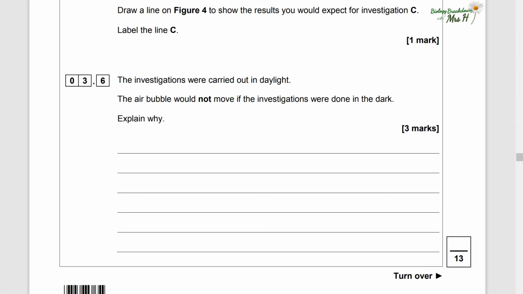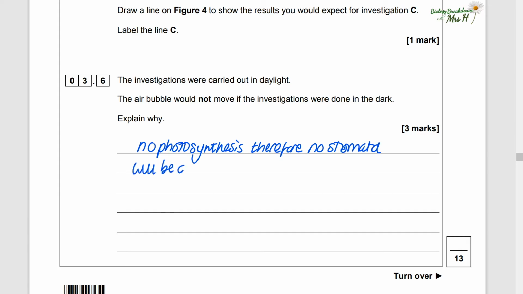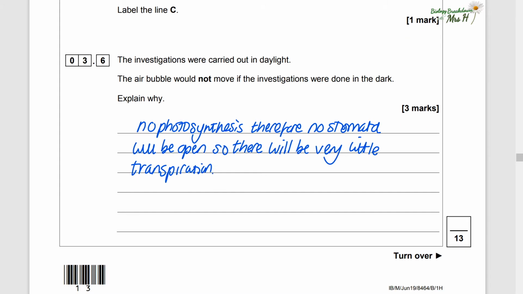The investigations were carried out in daylight. The air bubble would not move if the investigations were done in the dark. Explain why. There's no photosynthesis, therefore no stomata will be open, so there will be very little transpiration, which of course is the evaporation of the water from the leaves.